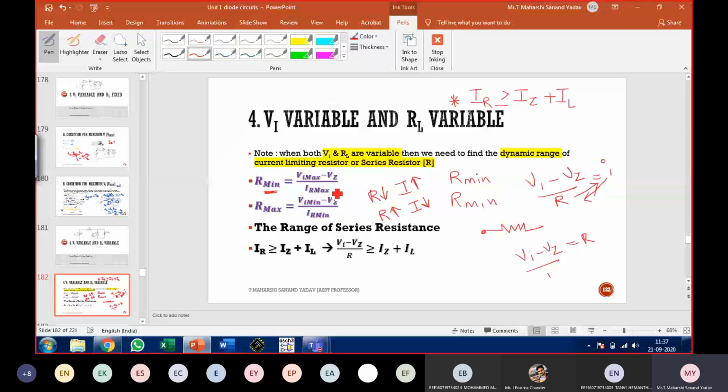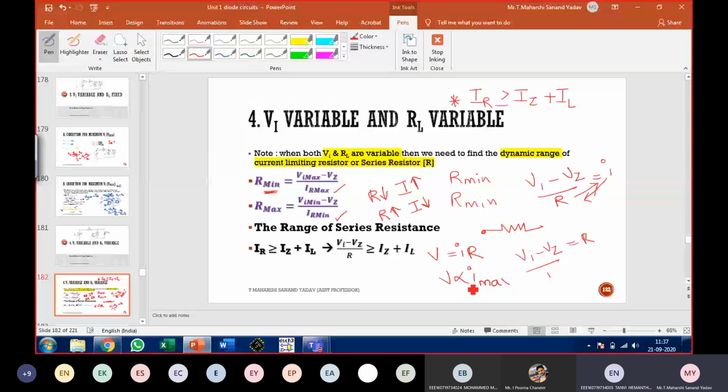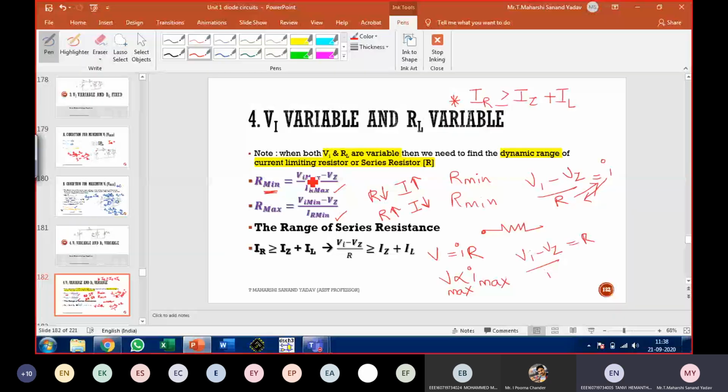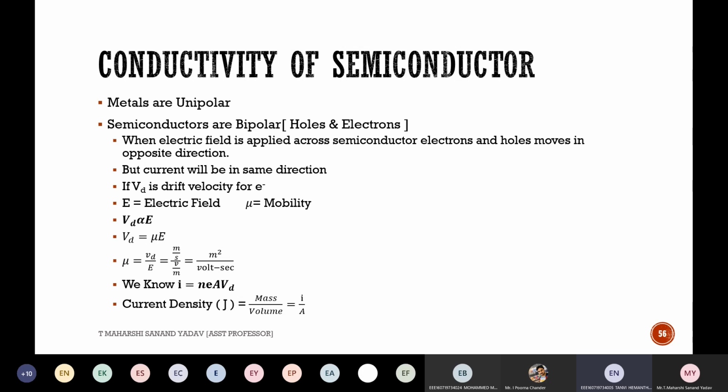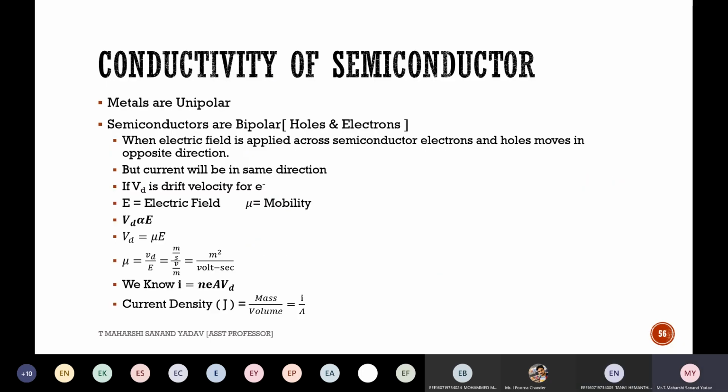What will happen to voltage in this case? We know that V is equal to I into R. V is directly proportional to I. So if I is max, V is max. So that's what happens. If I is max, obviously V is max. If it is minimum, V is also minimum. So from here I got the 2 values of R min and R max.